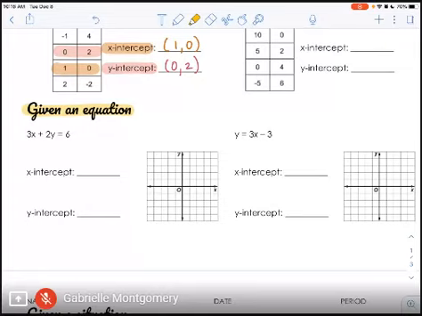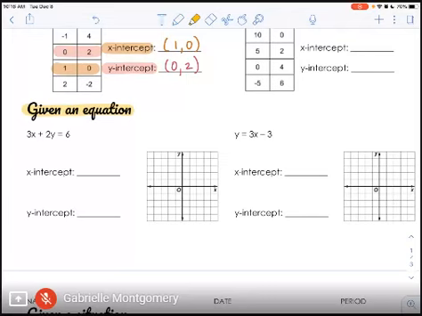You could still put this in slope-intercept form, find whatever b is, that is your y-intercept. But you can't use slope-intercept form to find your x-intercept. There's no x-intercept value in slope-intercept form, only a y-intercept. So today I'm going to show you an alternative way to find both the x-intercept and the y-intercept.